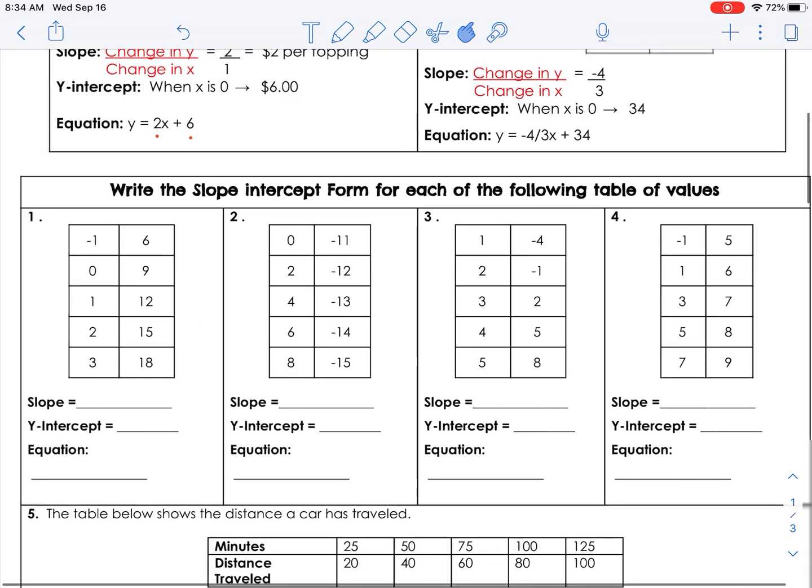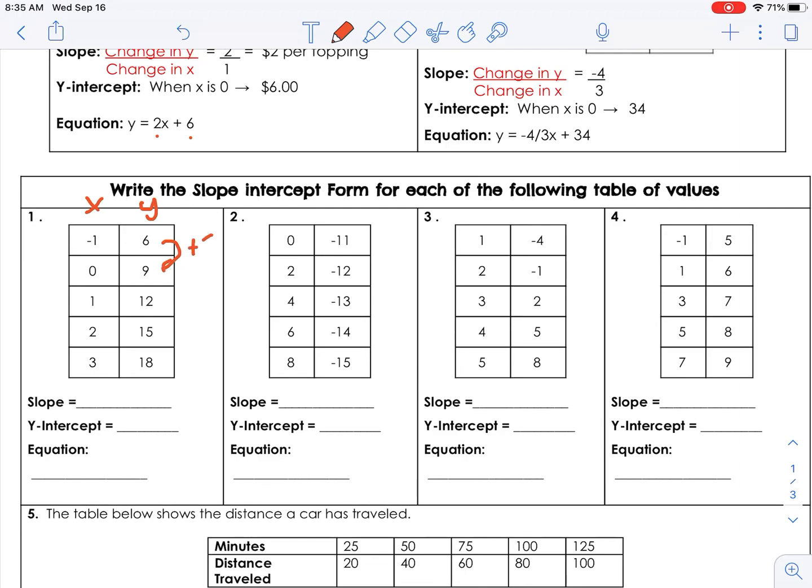All right, so now we're going to actually do it without giving the values. All right, number 1, we're going to look at our table here, and we're going to look at our y values, which are always going to be on the right side, and the x values are going to be on the left side. So we're going to look from 6 to 9, it went up 3. From 9 to 12, also went up 3. And we could continue down the table, but we're just going to look at a couple of values. From -1 to 0, it went up 1. And from 0 to 1, it also went up 1.